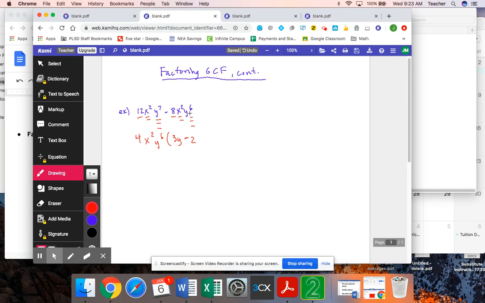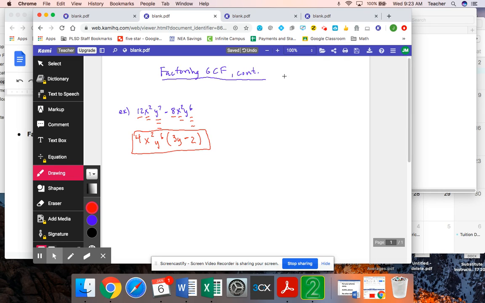Now what about this thing? I had 6 y's and I pulled out 6 y's, I don't have any more y's. I am done. I should always check to see if I can pull anything else out of here. I have a 3y and a 2. There are no common factors between those two, so I know that I'm done. Now I can check that by distributing, but I'm not going to.